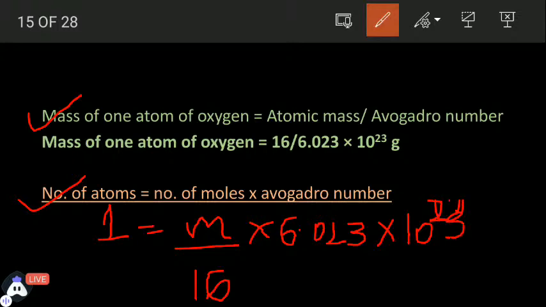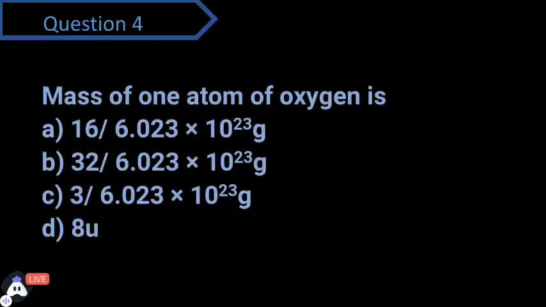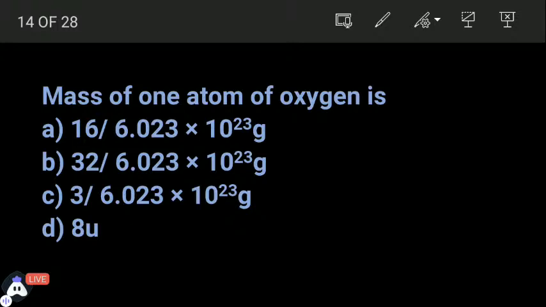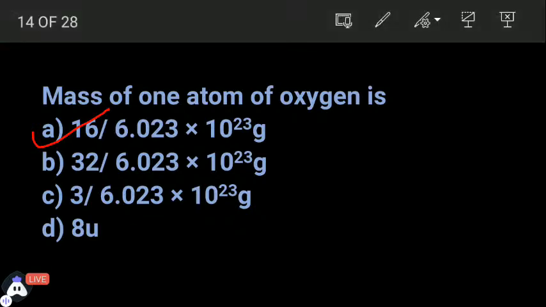And what do we need to calculate? We need to calculate this m. For getting this m, we will take 16 in multiplication and we will get this Avogadro number in division. So the correct option would be 16 upon 6.023 into 10 to the power 23, and that is our option A. So these questions, or the numerical part, which we term mole concept, are an important topic, as you will also face it in your senior classes.